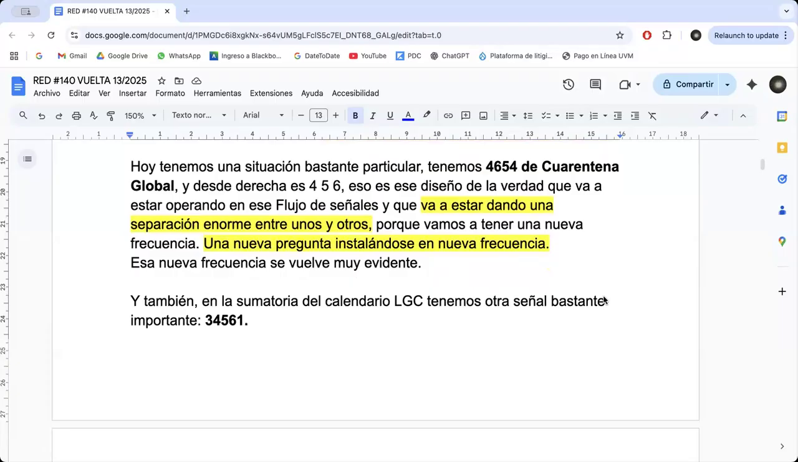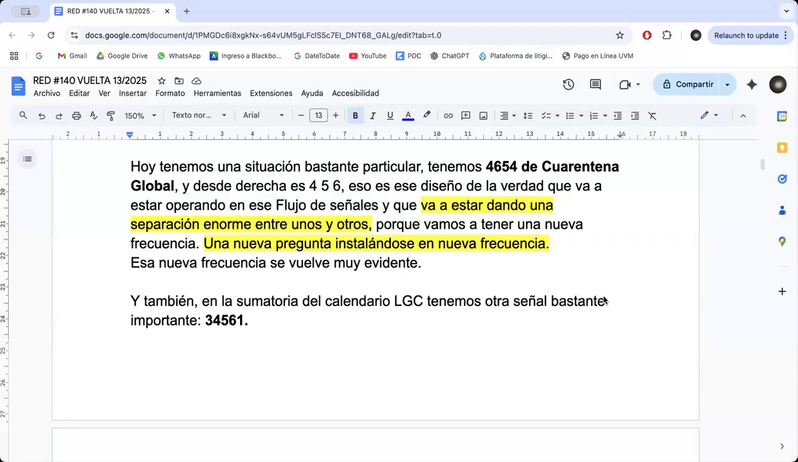On the day when the program was recorded, we had on the global quarantine mark 4654 days, right? So from the right, we have 456, which is the design of the truth, which is the middle of the calculator, the middle line of the calculator. And that is the design of the truth that's going to be operating in the flow of signals. And that is going to cause great separation between ones and others, because there's going to be a specific frequency in each person.